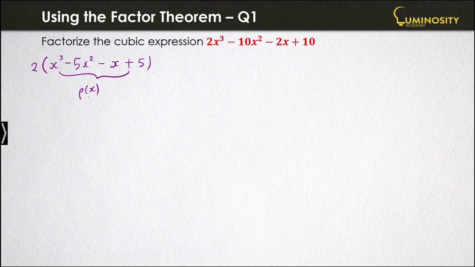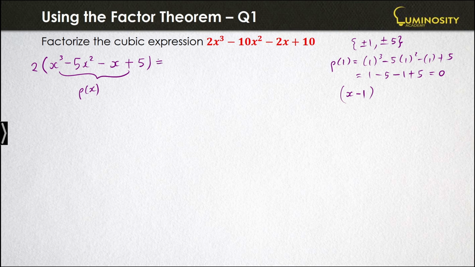I'm going to use the factor and remainder theorems. The factors of 5 are either plus or minus 1, or plus or minus 5. So I'm going to try p of 1 first. That's 1 cubed minus 5 times 1 squared minus 1 plus 5, which is 1 minus 5 minus 1 plus 5, and that gives me 0. Because I found a value that gives 0, by the factor theorem, I know that x minus 1 is a factor. So I can write this as, don't forget the 2 outside, 2 times x minus 1 times a quadratic factor, ax squared plus bx plus c.